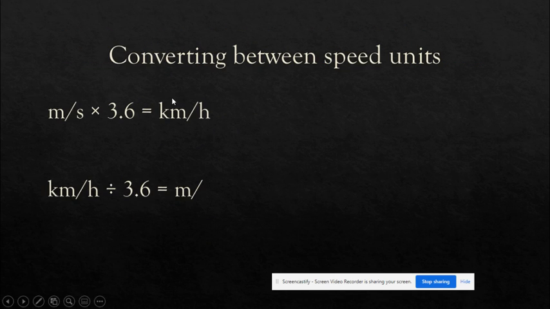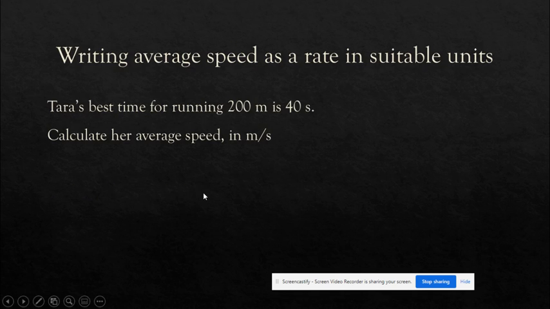Okay. Just remember, if you ever have to convert between speed units, meters per second, you multiply by 3.6, which will give you your kilometers per hour, and for your kilometers per hour, you divide by 3.6 to get your meters per second.